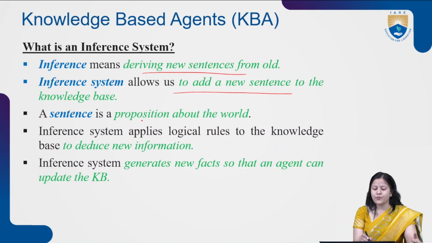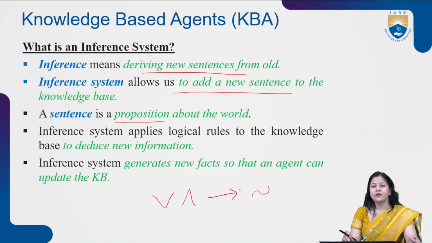A sentence is a proposition about the world. What is the meaning of proposition? A proposition is nothing but a sentence that can be true or can be false. So that is called a proposition. Normally in artificial intelligence, the sentences can be represented using propositional logic by using a few connectives, as we already know, like disjunction, conjunction, implication, negation. So all these symbols we can use in propositional logic. So sentences are called propositions about the world.